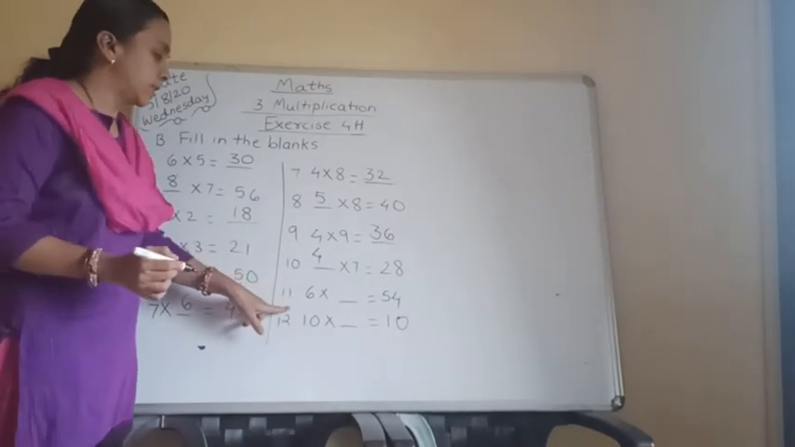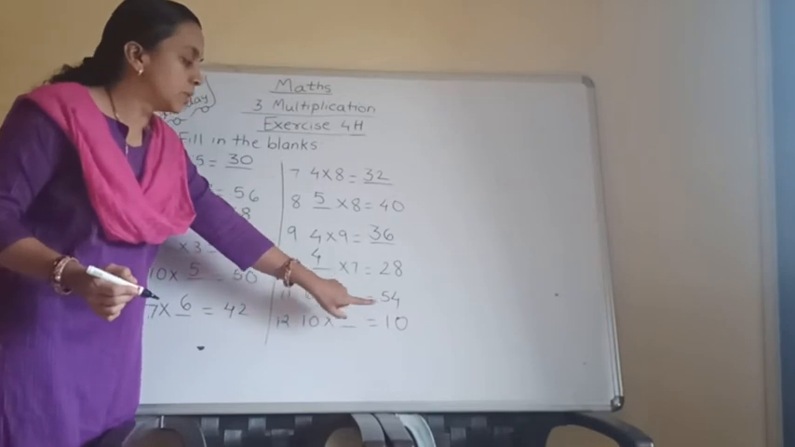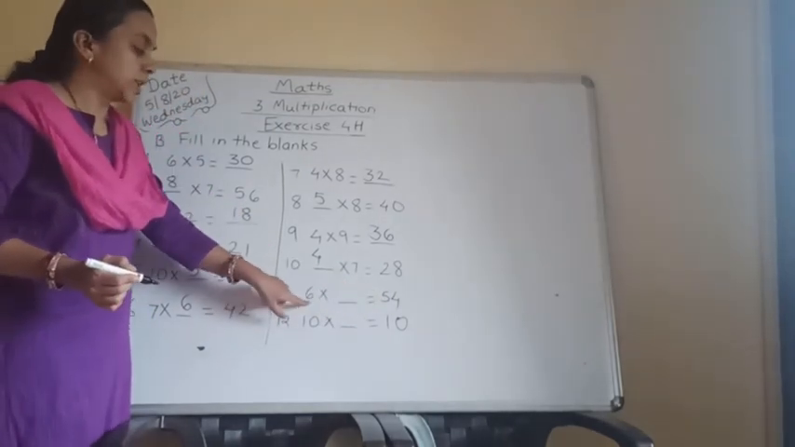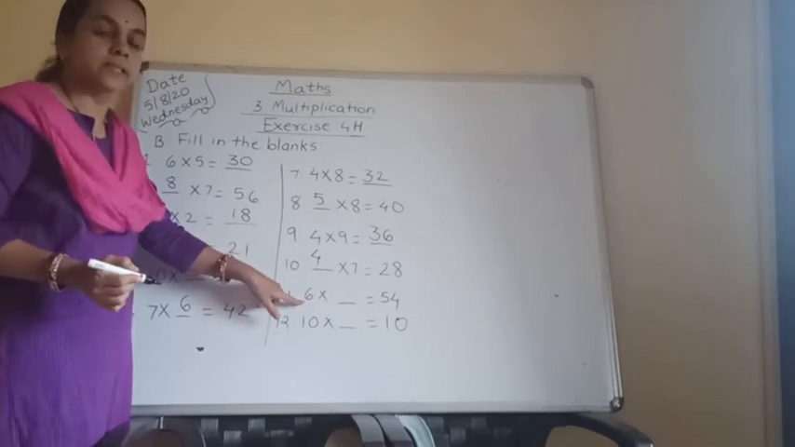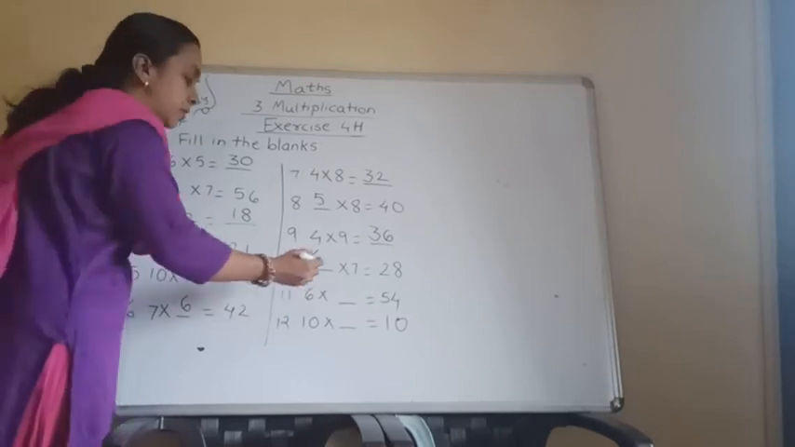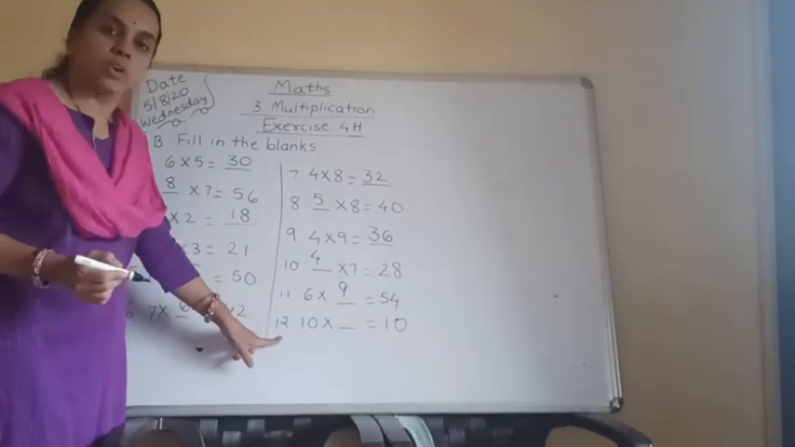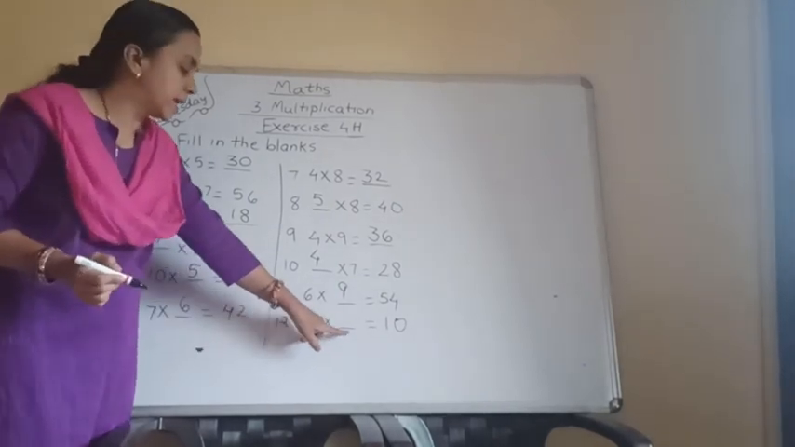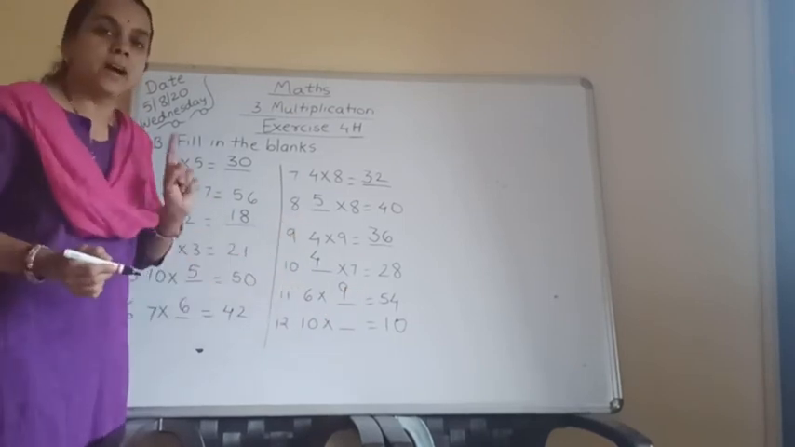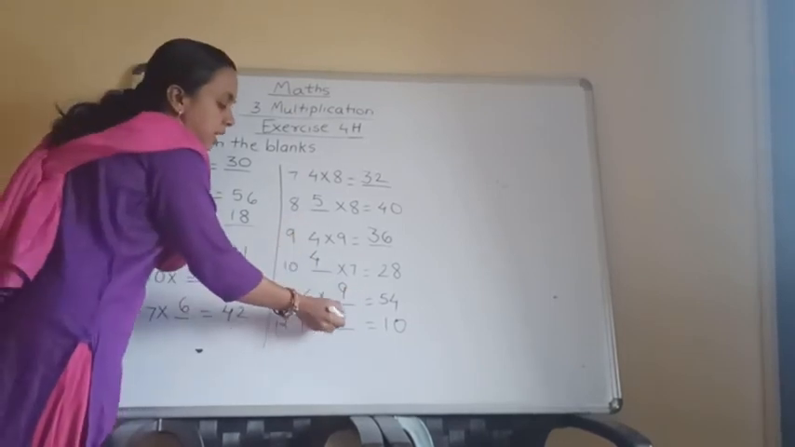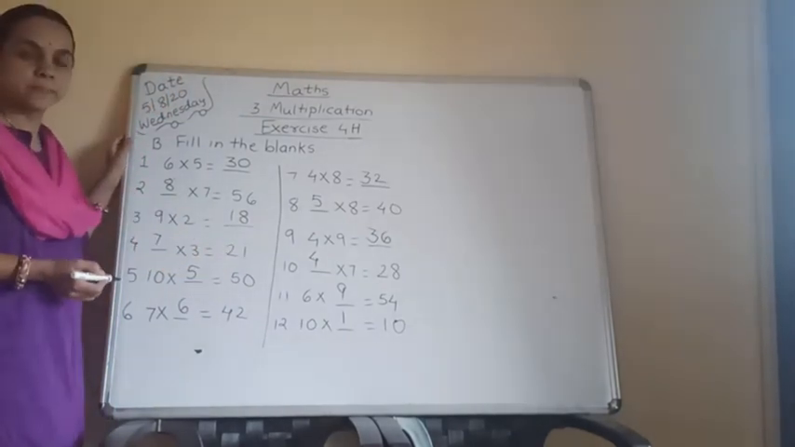Now see 11th question. 6 multiplied by dash equal to 54. So in the table of 6, 54 number is there. Yes, 6 9s are 54. You write down here 9. Now see 12th question. 10 multiplied by dash equal to 10. So 10 1s are 10. So we have to write here 1. So write down correctly all the answers.